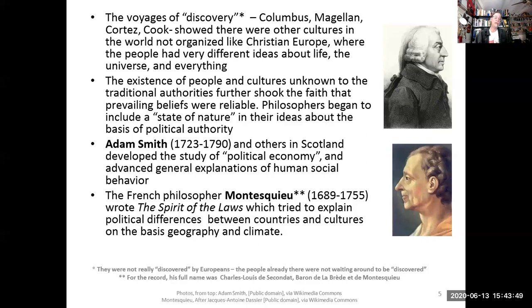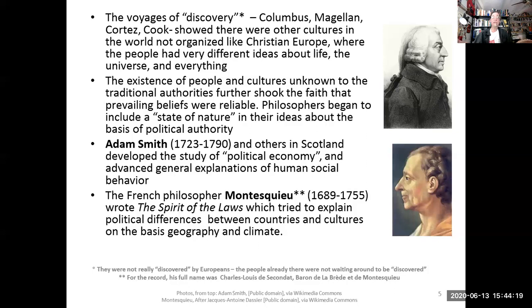Adam Smith was another Enlightenment figure, of the Scottish Enlightenment. He wrote the book Wealth of Nations, which is sort of a founding document of the capitalist system. But he also wrote about moral philosophy and social behavior in general, began to make general claims about how humans acted in groups, particularly in the economic realm.